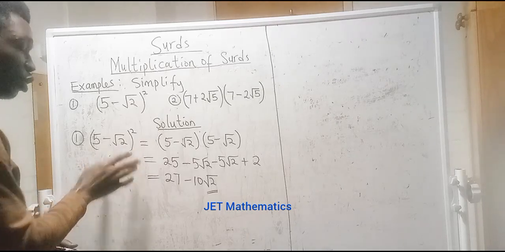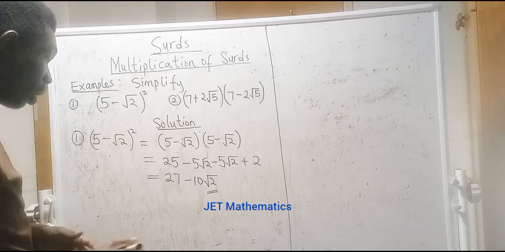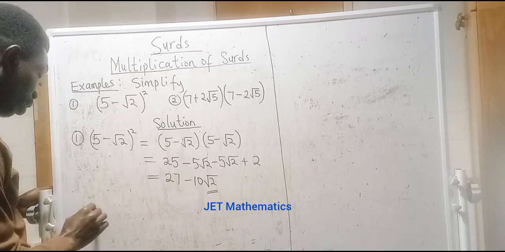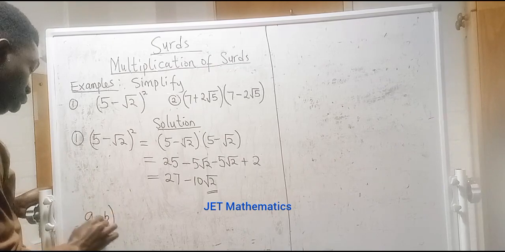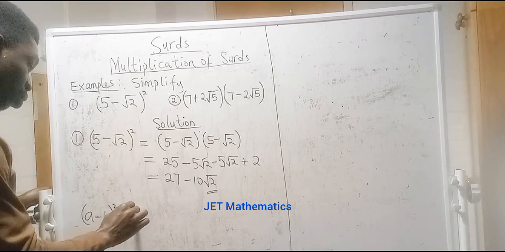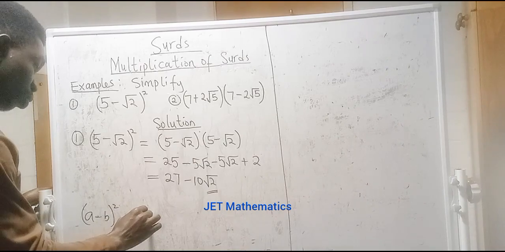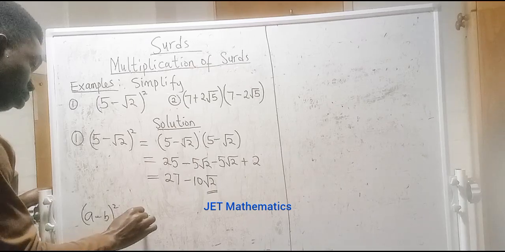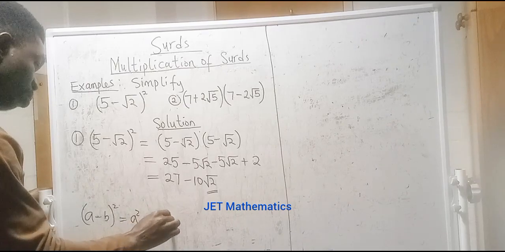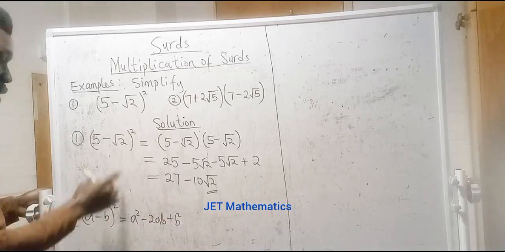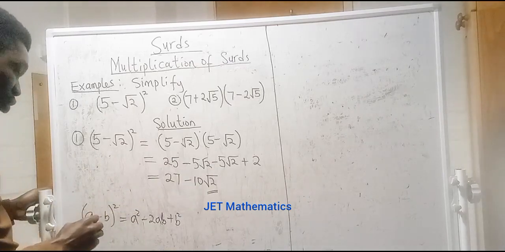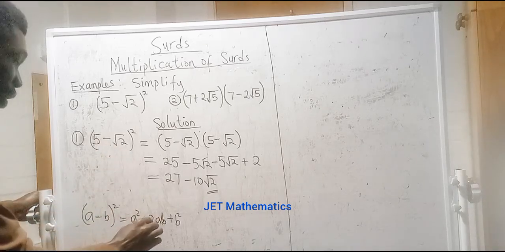So this is just simply expanding a binomial expression. And then remember we said in our video on binomial expansion, if you have something like a minus b all squared, it is the same thing as writing a squared minus 2ab plus b squared. So you can also apply that here and you also get this same result. Let's quickly see using this binomial expansion.